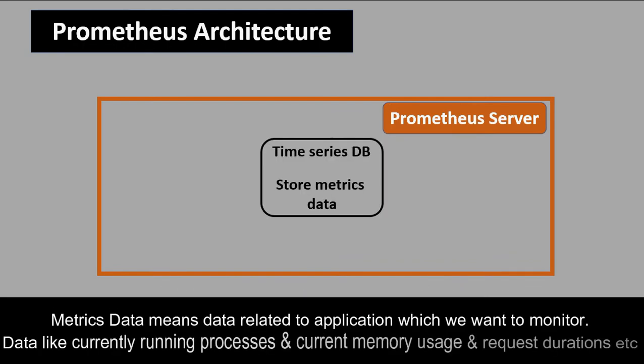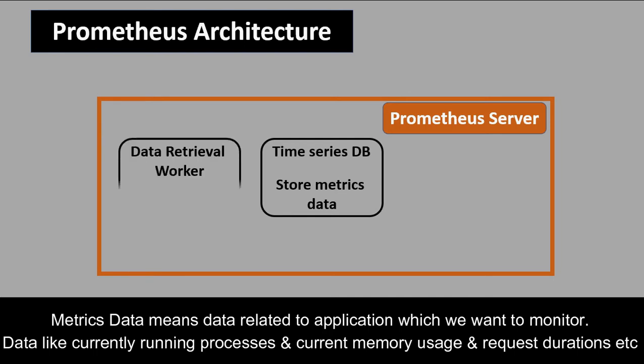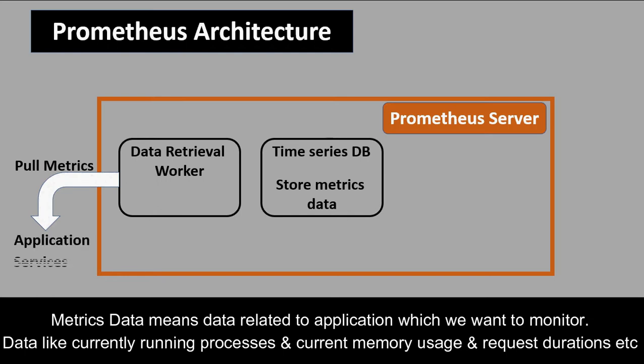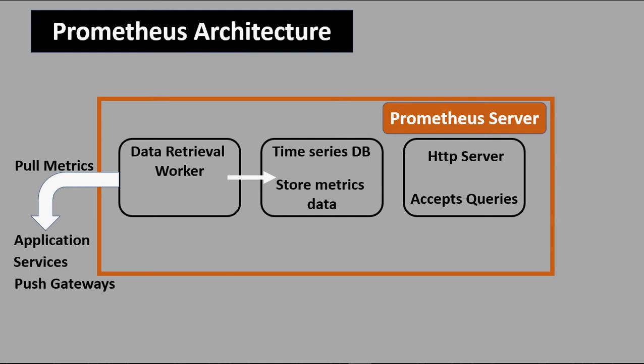First is a time series database, which stores all the metric data. Second is a data retrieval worker, which pulls those metrics from applications or services or from push gateways and stores them in the time series database. And the third one is the HTTP server API, which accepts queries.